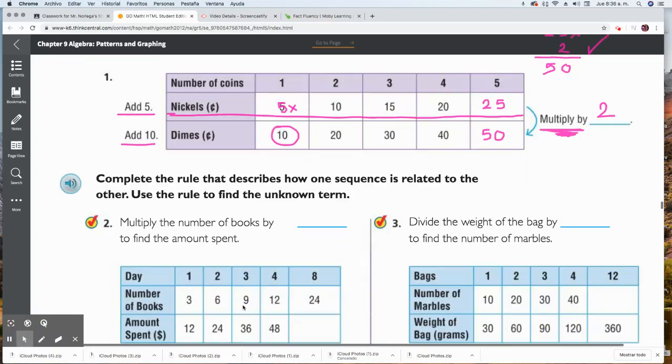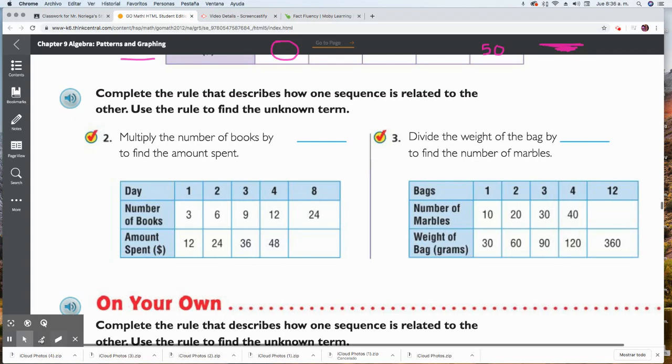Let's go ahead and look at problem number 2. What's the instruction? Complete the rule that describes how one sequence is related to the other. Use the rule to find the unknown term. So we need to complete the rule. The rule is right here. Multiply the number of books by blank to find the amount spent. The number of books is this first line right here. To find the amount spent, we need to find a number times 3 that will equal 12, because the rule says to multiply.